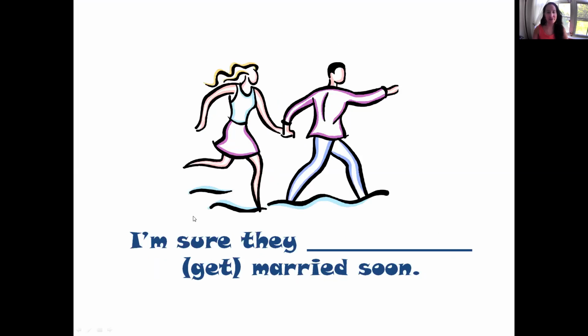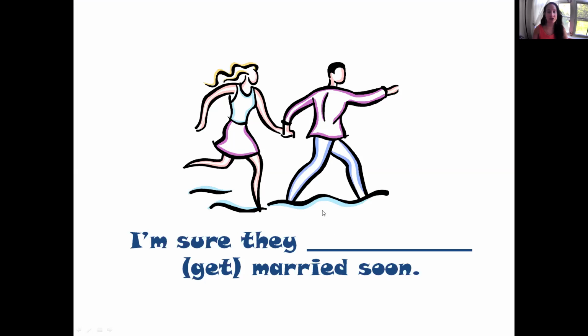Okay, let's do this one. I'm sure they blank get married soon. Now look at your contraction. I'm or I am. So can everyone repeat after me? I'm sure they blank get married soon.